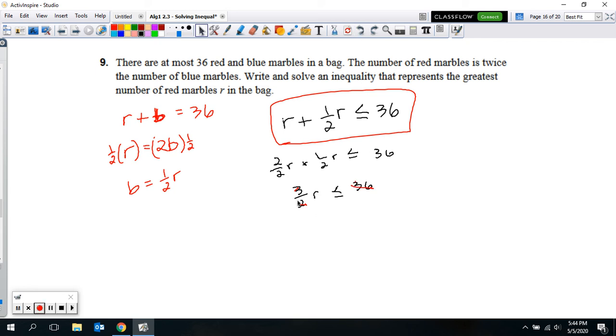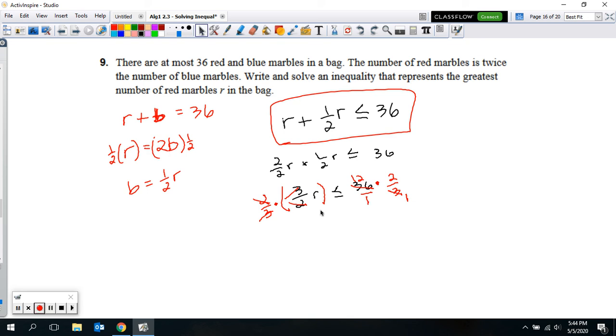And now we need to undo the 3 over 2 by multiplying both sides by the reciprocal. So the reciprocal of 3 over 2 is 2/3. 2's cancel this way, 3's cancel that way. We're going to do the same thing over here to the 36. Multiply it by 2/3. But I'm going to make it a fraction by first putting it over 1. And now 36 over 1 multiplied by 2/3. You can see I crossed out the 36 and the 3. 3 goes into 36 12 times. 3 goes into itself once. So now here we have 12 times 2, which is 24, over 1 times 1, which is 1.